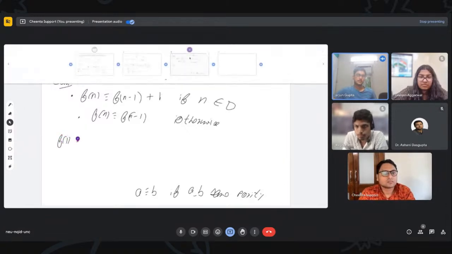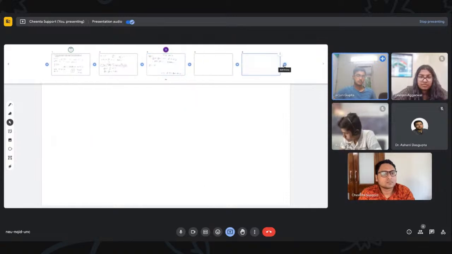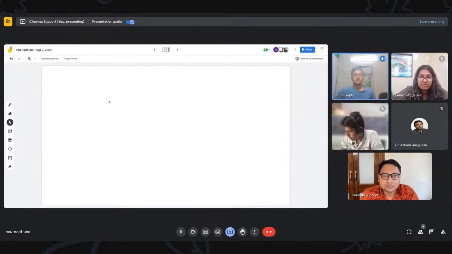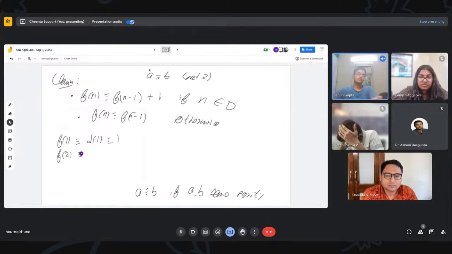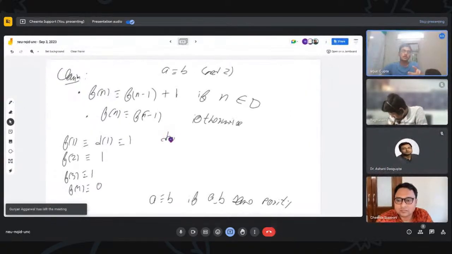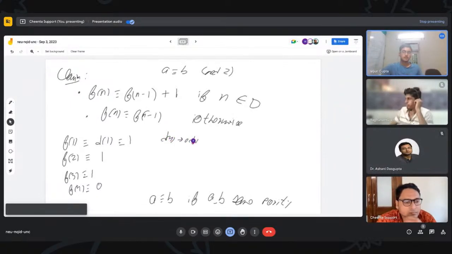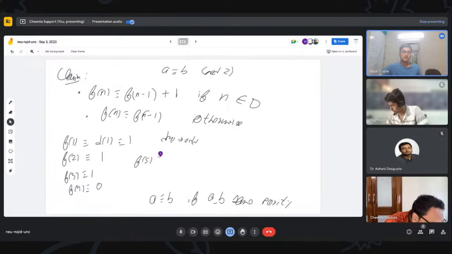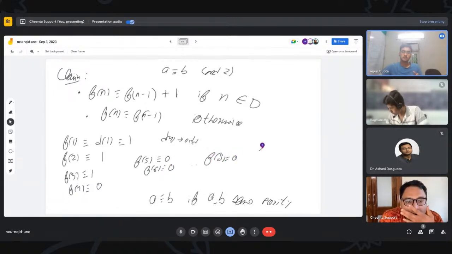It should be pretty clear that f1 is equal to d1 is equal to 1. I'm just concerned about what parity it is. And from the above claim we see that f2 is also congruent to 1, because f1 is congruent to 1 and 2 is not a perfect square. Then f3 is congruent to 1. But now f4 is congruent to 0, because f3 and f4 will have the opposite parity because d4 is odd, and just remember the above claim. Then we get f5 is also 0, f6 is also 0. This continues till f8 is also 0. But now since 9 is a perfect square, f9 is congruent to 1.